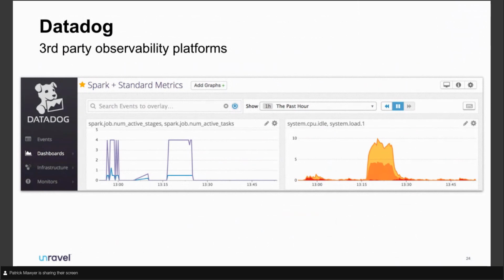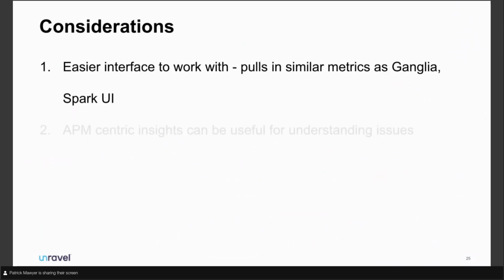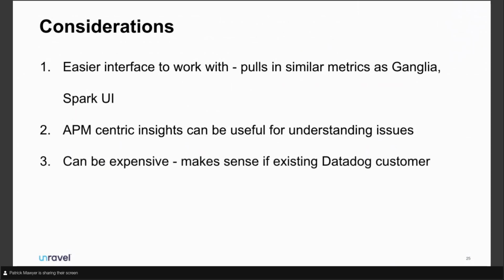So there's other tools, third-party observability platforms. Datadog is a common example that we see out there. And this can give you some Spark context and some infrastructure metrics in a single platform. It's an easier to work with interface, and pulls similar metrics to what we talked about before. It does provide some APM-centric insights, which could be useful for further understanding issues. But it can be expensive. And in a lot of cases, it really only makes sense if you're already an existing Datadog customer or whatever APM you happen to be using.